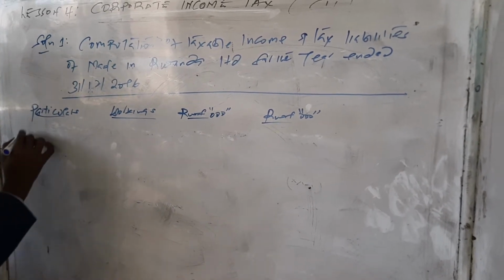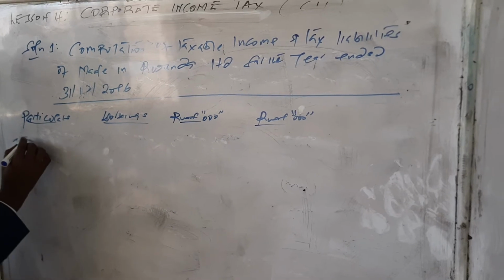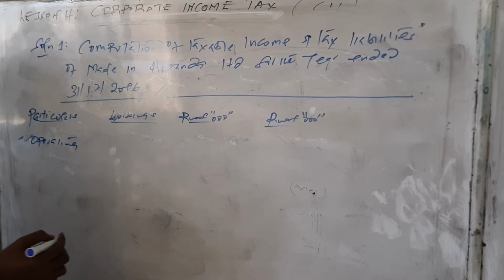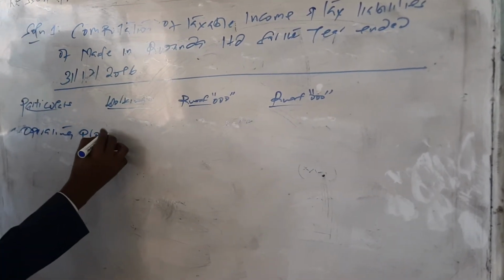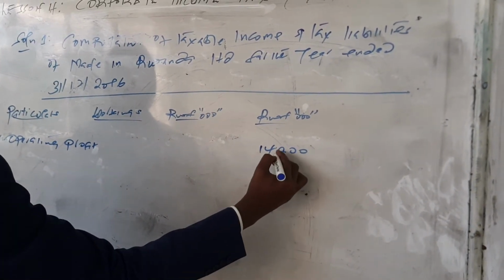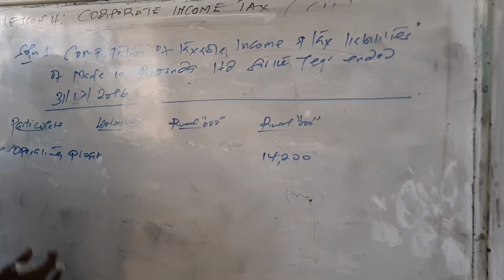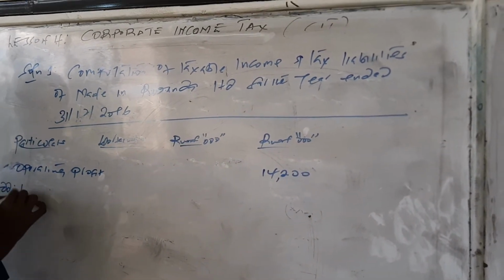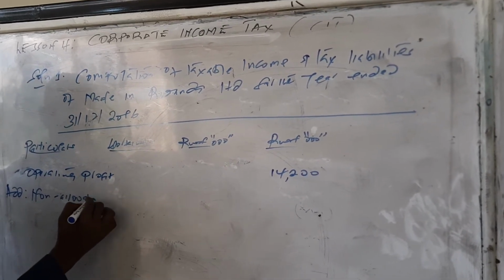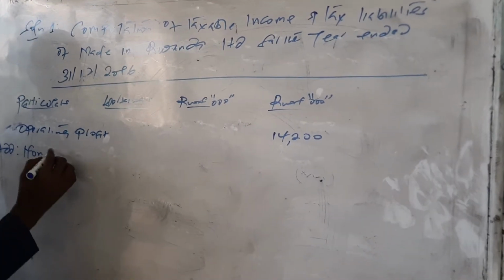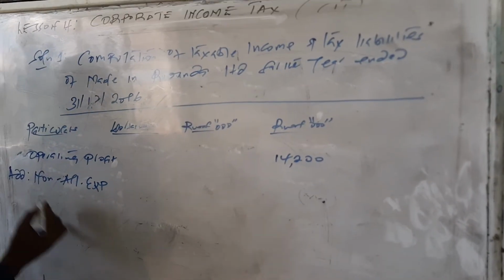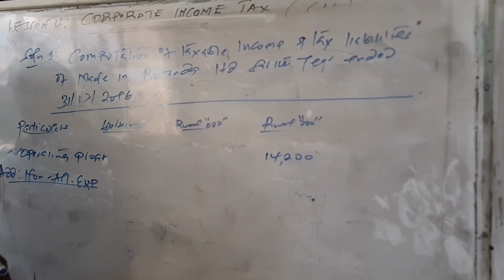Number one, we need to come up with operating profit, because that statement had the operating profit. So you need to come up with operating profit here, which is 14,200. That means this is 14,200,000. So you add non-allowable expense.